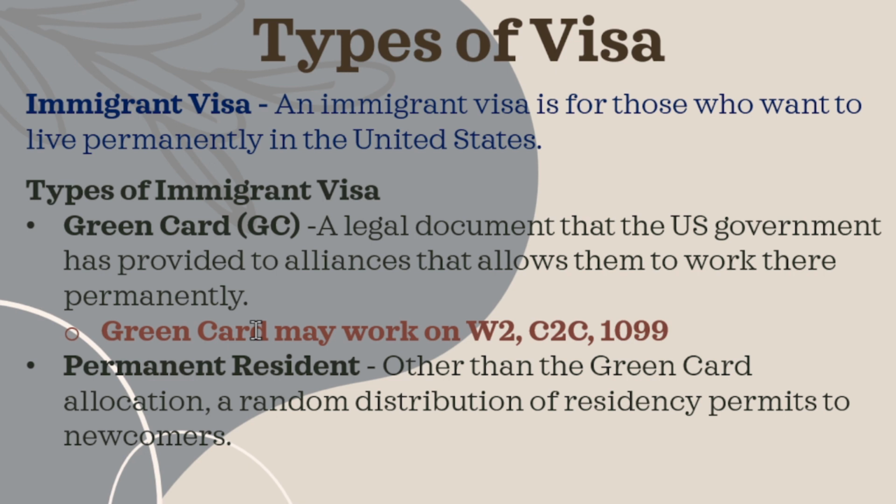A green card is a legal document that the US government has provided to allow them to work there permanently. A green card holder may work on W2, corp to corp, and 1099. Next is permanent resident, which is other than the green card allocation and distribution of residency permits to newcomers.